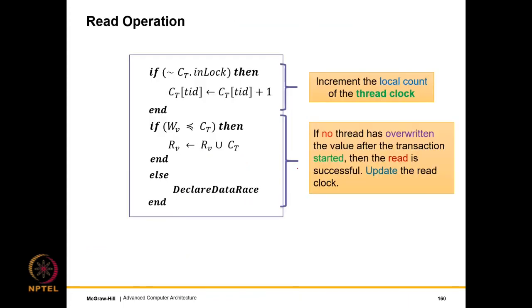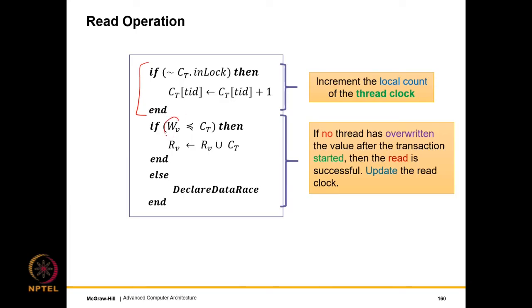Okay, so now let's keep going forward. Let's look at the read operation. When we are reading a variable not within the scope of a lock, so if not ct.inlock, then we increment the vector clock of CT. So we set CT[TID] as CT[TID] plus 1. This is only in the case when this is not being done within the scope of a critical section. Otherwise, we will not enter this if statement.